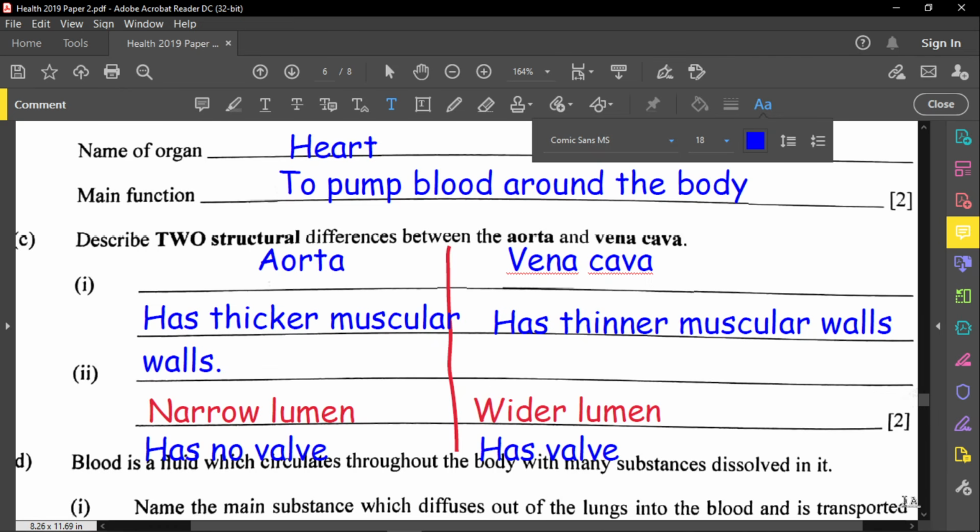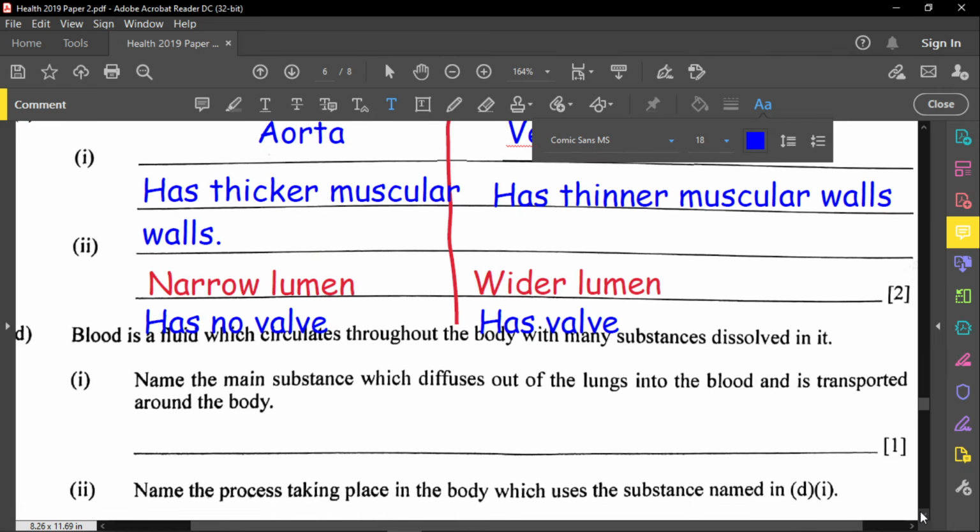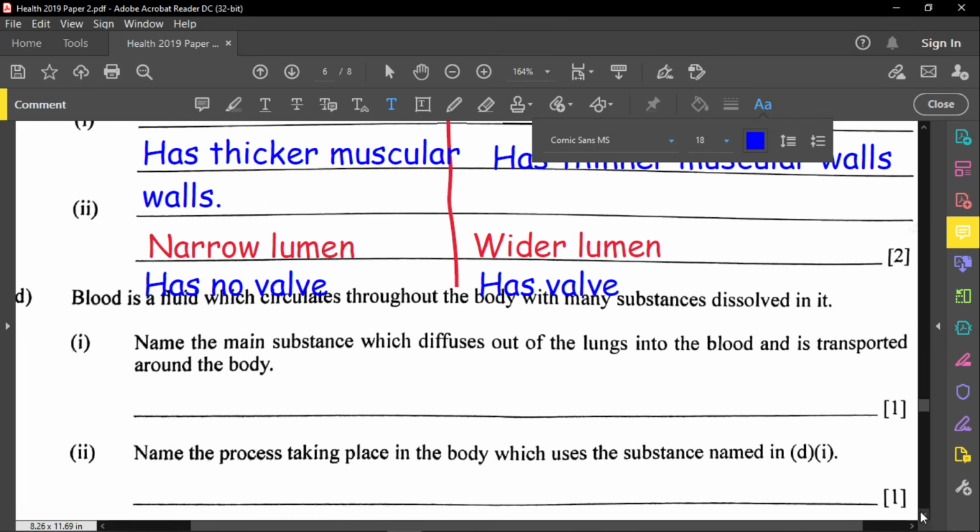All right, so great. Now moving on to the next part of this question, which is part D. It said here, name the main substance which diffuses out of the lungs into the blood and is transported around the body. So what the blood will pick up from the lungs is oxygen. And so the blood will give the lungs carbon dioxide and take in oxygen instead. So once oxygen is coming in and carbon dioxide is going out, we call it a process of gaseous exchange. And this takes place in the alveoli.